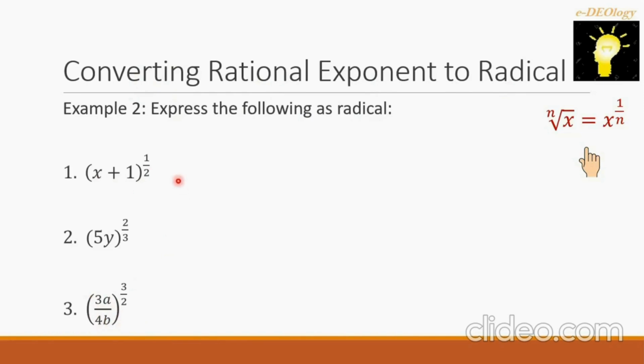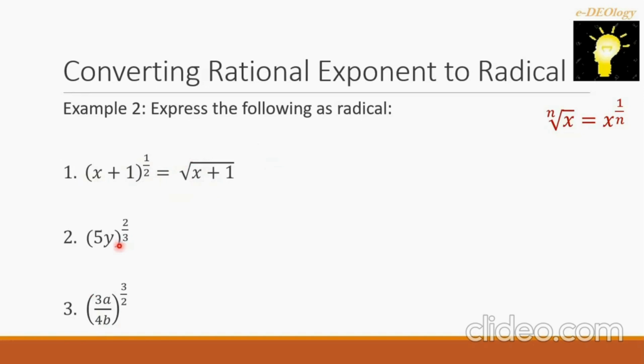So let's begin with our first example. Now this x plus 1 is the base. We will put all this polynomial into the radical symbol like this, and then for the index we will copy the denominator. In this example, our denominator is 2. So for this, we don't need to write the number 2 here. So this square root of the quantity x plus 1 is our final answer.